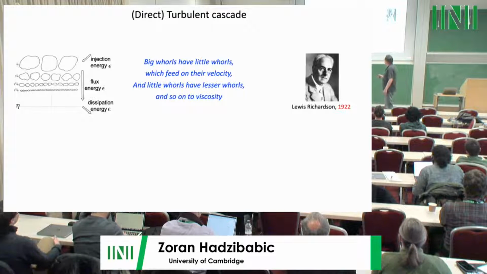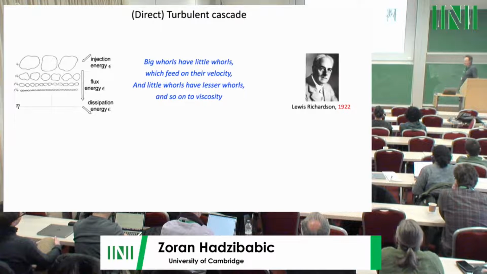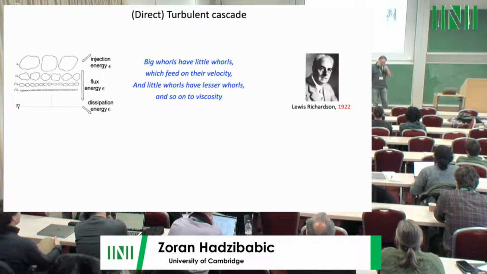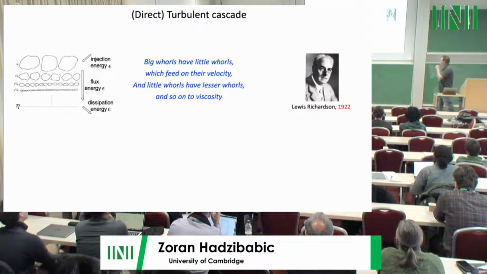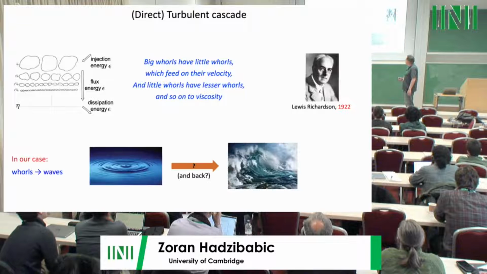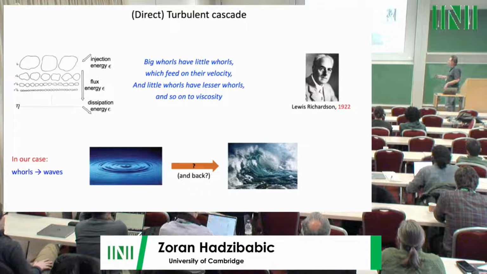So we have just seen this drawing. I might not be even the second one, but like the 10th one to point out in this workshop that it's actually exactly 100 years since Lewis Richardson described this direct turbulent cascade in verse here in Cambridge. So I guess you all know this poem. Big worlds have little worlds which feed on their velocity, and little worlds have lesser worlds, and so on to viscosity. Now, in my talk and in our work in general, basically the same idea applies for direct cascade from large to small length scales, except we don't work with worlds, at least not deliberately. For the most part, we think.